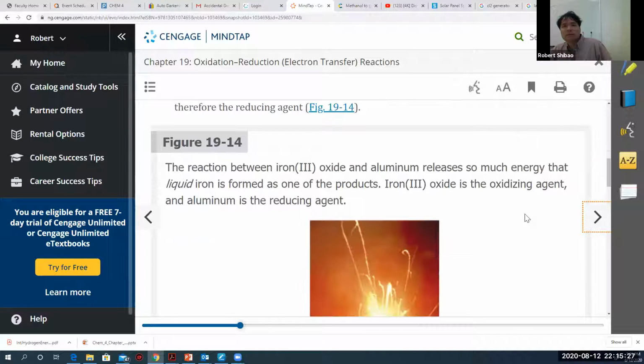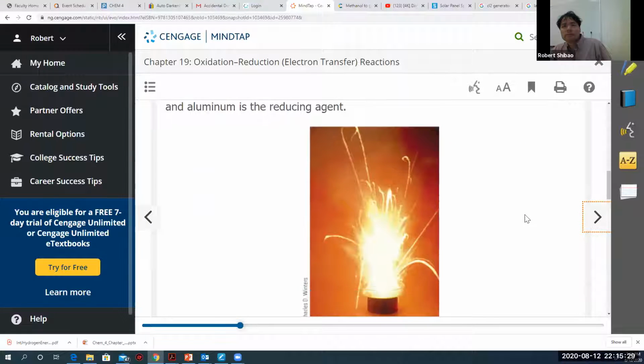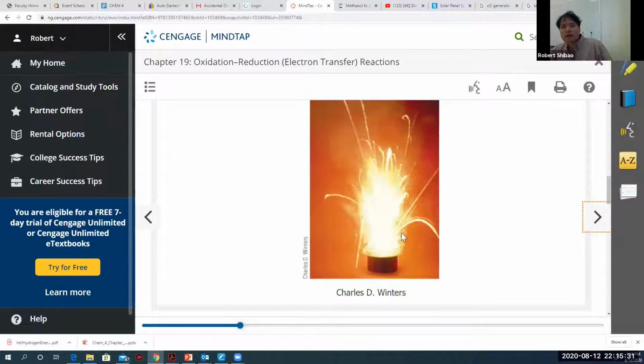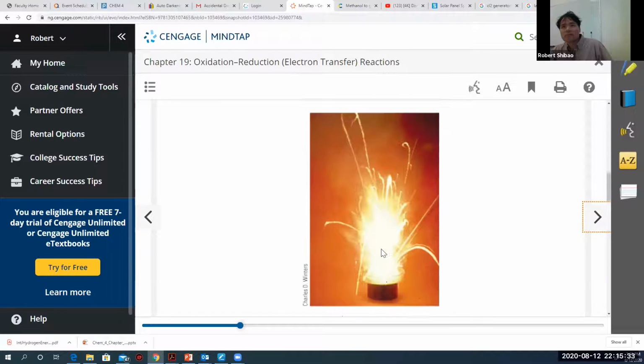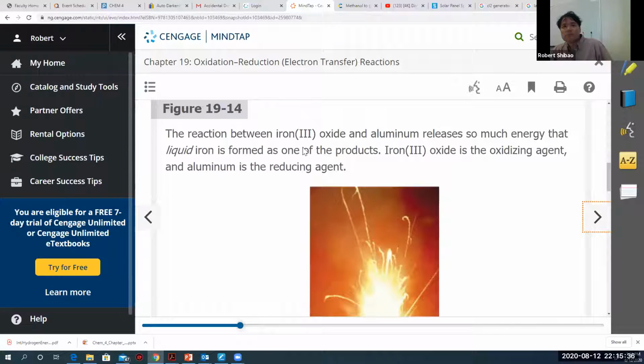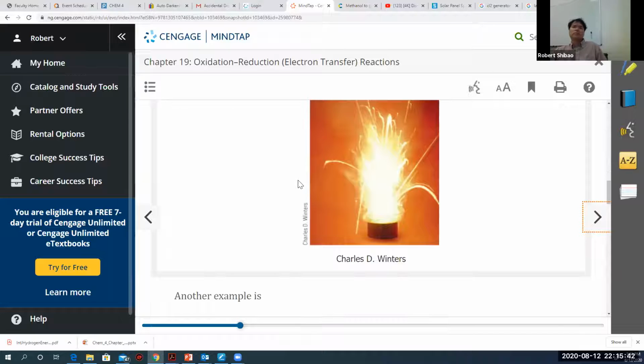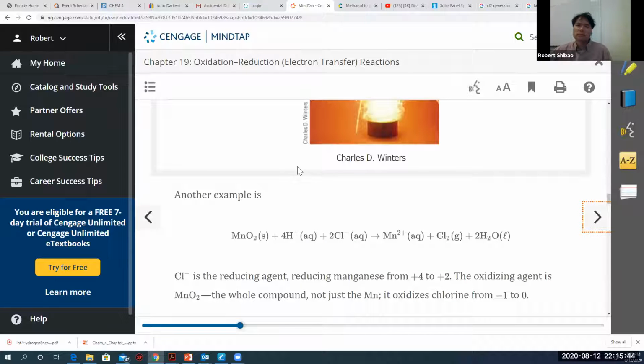It's thermite. This is the thermite reaction in action here. The iron 3 in the rust is the oxidizer. Aluminum is a good reducer. This is another example of redox.